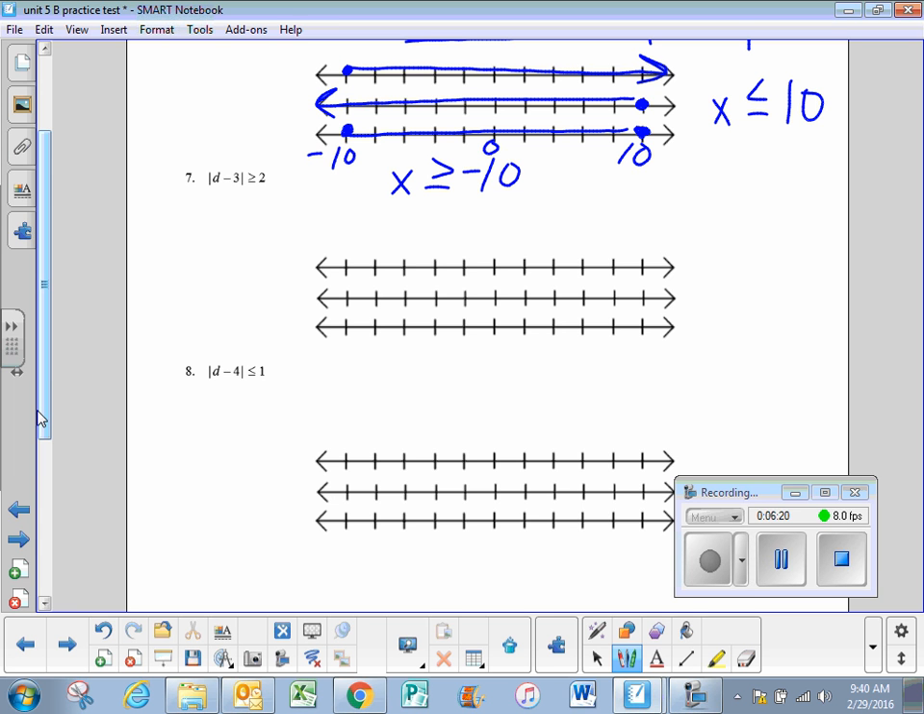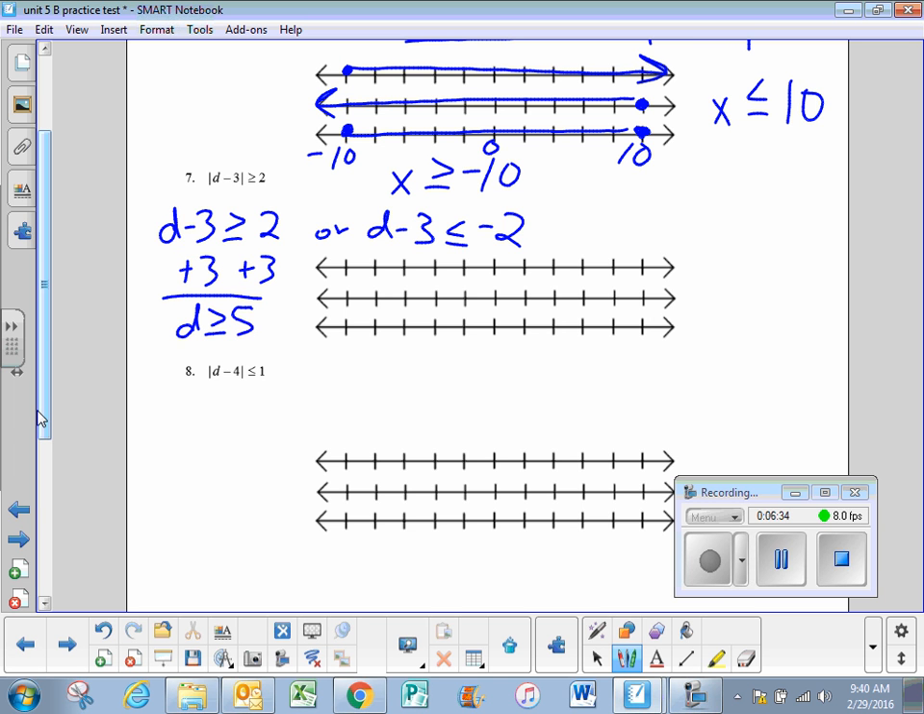Okay. Number 7. Again, it's going to be an or, so d minus 3 is greater than or equal to 2, or d minus 3 is less than or equal to -2. Here we add 3, and we get d is greater than or equal to 5. And here we'd add 3 and get d is less than or equal to 1. So then we have to figure out what our main numbers are here, and they're 1 and 5. So 0, 1, 2, 3, 4, 5.